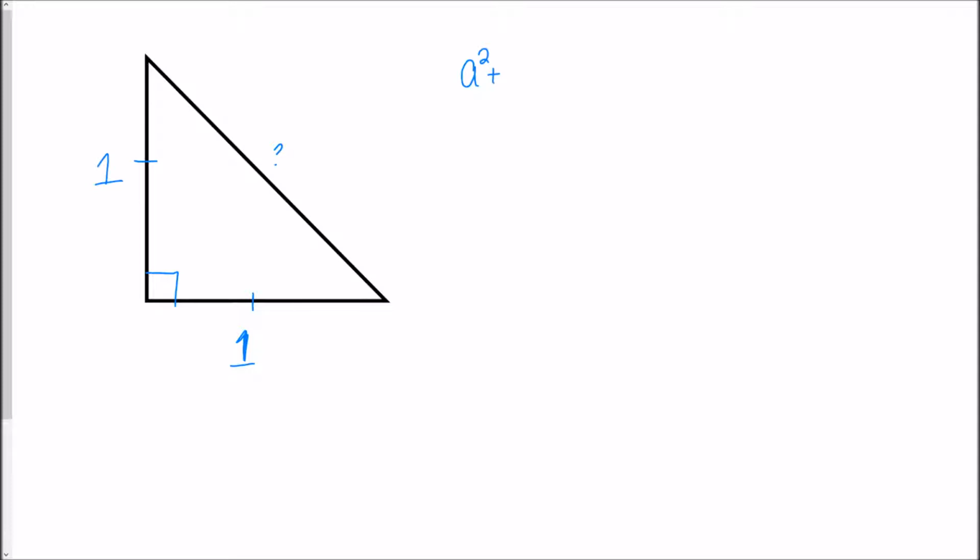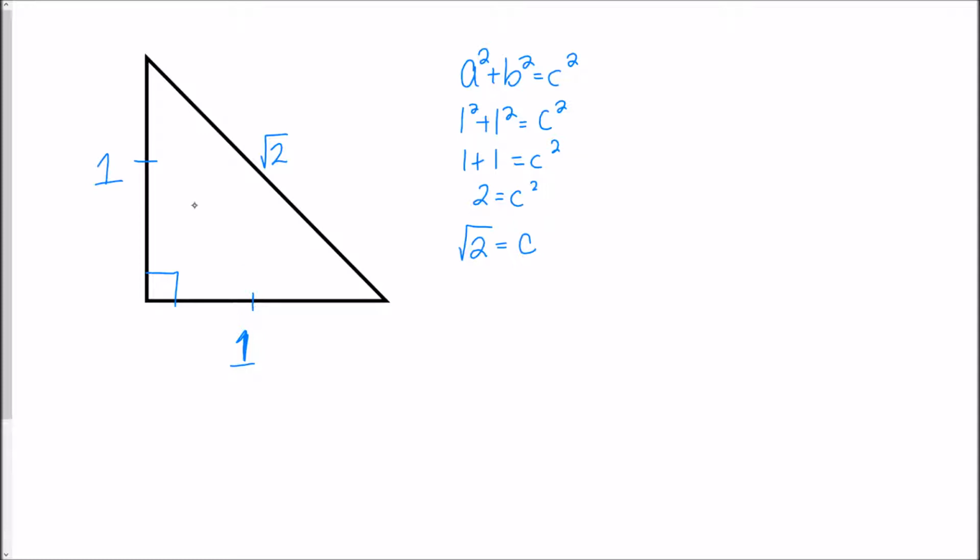So I'm going to do a squared plus b squared equals c squared. I'm going to do 1 squared plus 1 squared equals c squared. So 1 plus 1 is equal to c squared, so 2 equals c squared. Now to solve for c, I'm going to square root both sides. So c is equal to the square root of 2. Okay? So that means that when I have an isosceles triangle here, if one side is 1, the other side is 1, the last side is going to be root 2. That's always going to be the relationship.